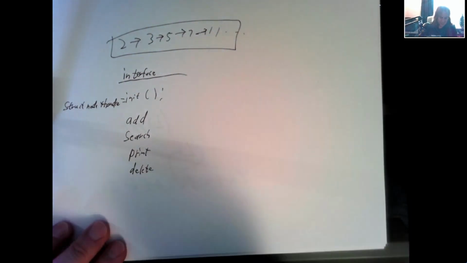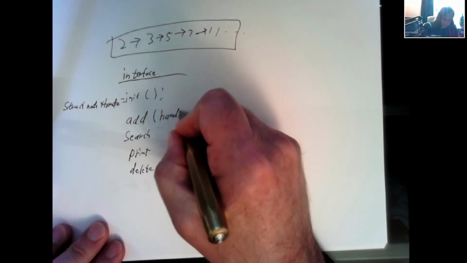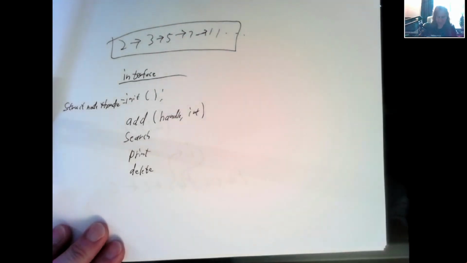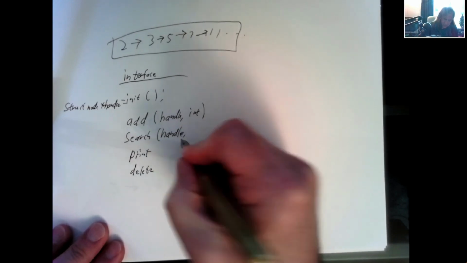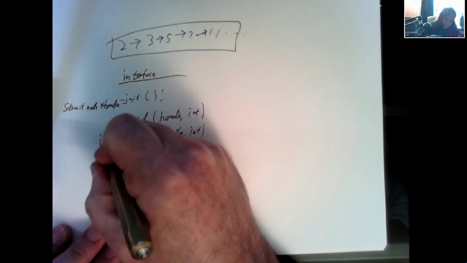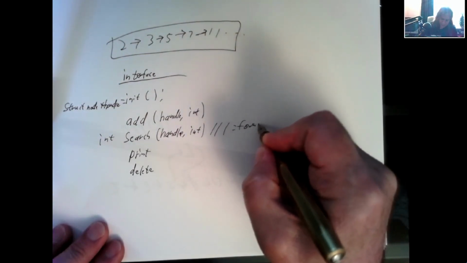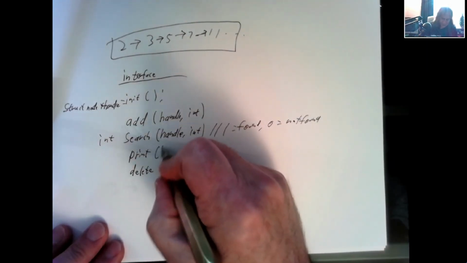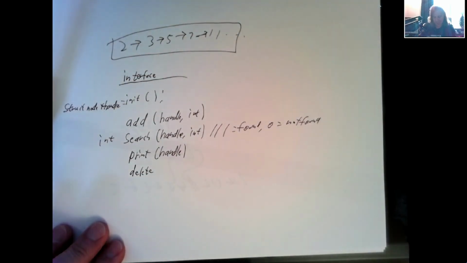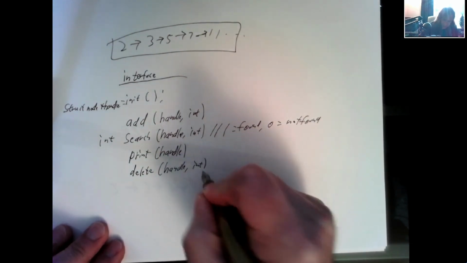And then if we want to add something to the list, we might give it our handle and an integer that we want to add. And if we want to search for something, we might give it the handle to the list and the integer we're searching for, and it might return an int, saying, for example, 1 equals found, 0 equals not found. And if we want to print our list, we could just give it that thing that points to the first node. And if we want to delete something from the list, we could give it a handle and the thing we want to delete.